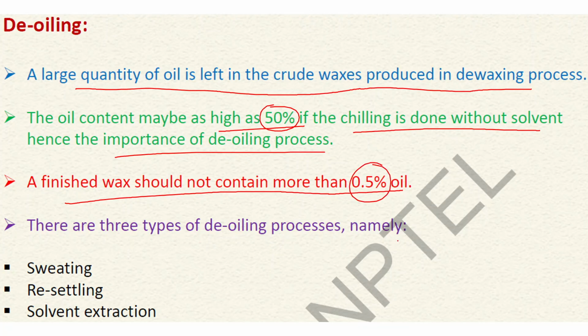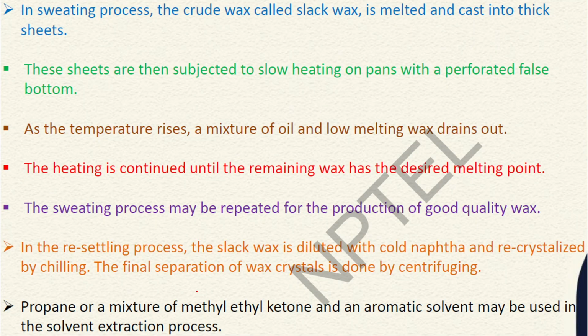There are three types of de-oiling procedures, mainly sweating, resetting, and solvent extraction. Coming on to the sweating procedure, what happens?